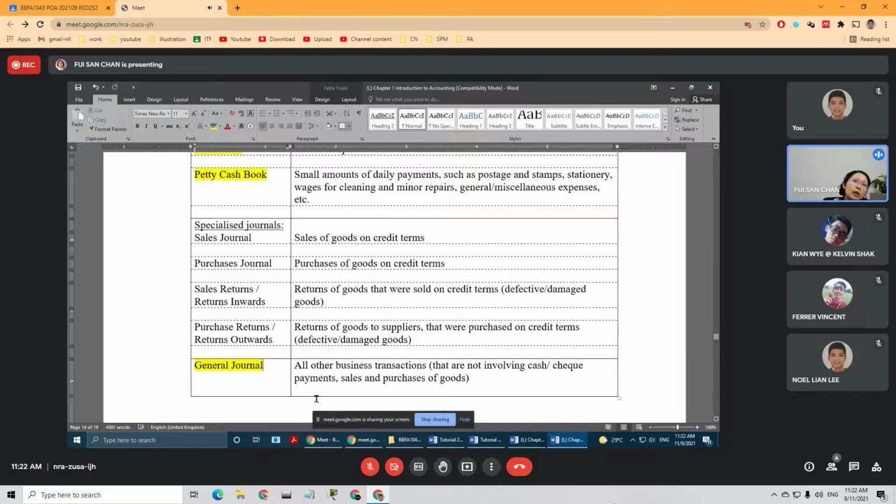The general journal is actually like what you did for your extra exercise yesterday, remember? There's one extra exercise number two, where on different days you put debit and credit. That is the general journal. Okay, then we go back to here.